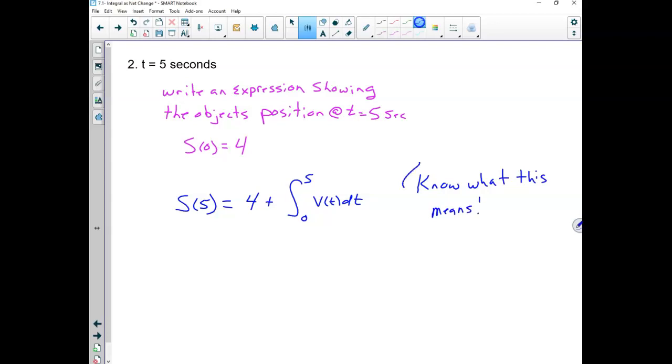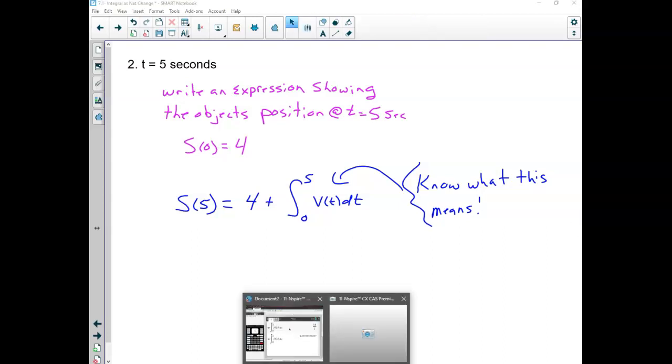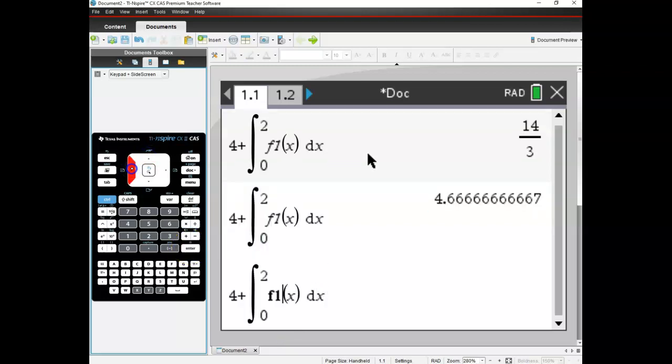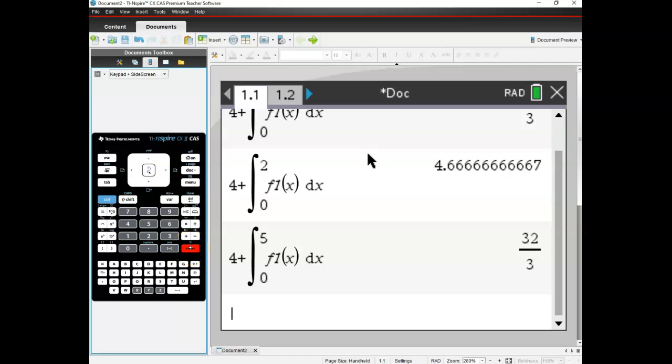Okay, that's an important concept. Know the integral, the accumulation of velocity gives you displacement, okay? And once we know that, all we've got to do is come back here, because we're in the calculator, and I could just come right up here, scroll that down, and come back and say, all I need to do is change u to a 5. Shazam! I'm 32/3.